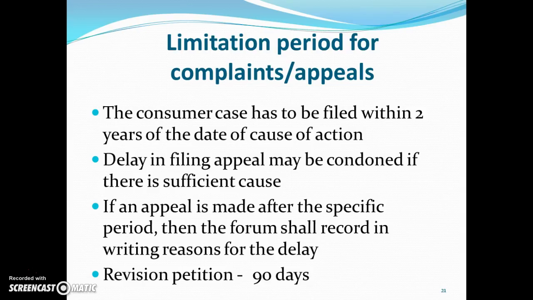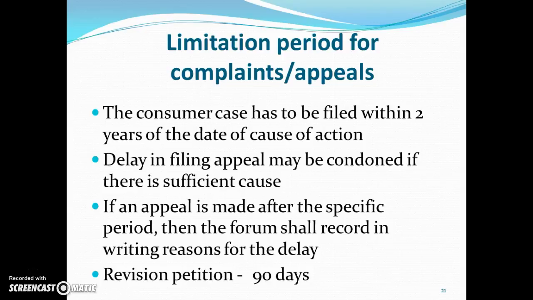Limitation period for complaint and appeals. If you see any of the laws, there is a limitation involved in it, because if something has happened 20, 40 years ago, you cannot come today and file a case or complaint. So there is a limitation period for each and every crime or law. So for this Consumer Protection Act, the limitation period is within 2 years. A consumer case has to be filed within 2 years of the date of the cause of action.